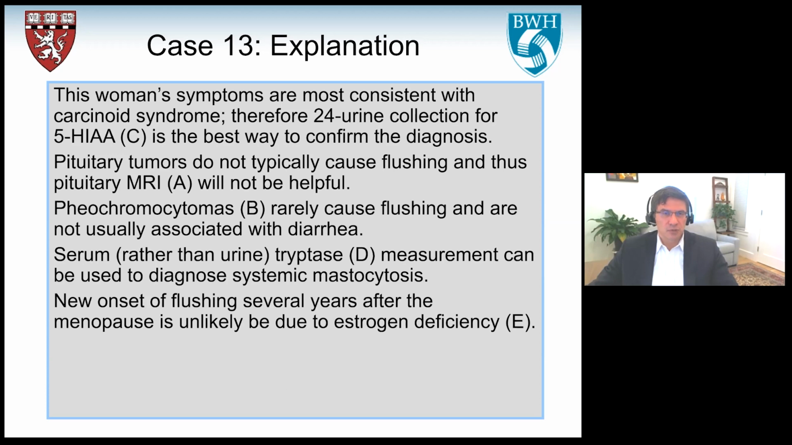Pituitary tumors do not typically cause flushing, and thus pituitary MRI will not be helpful. Pheochromocytomas rarely cause flushing and are not usually associated with diarrhea. Serum, rather than urine, tryptase measurements can be used to diagnose systemic mastocytosis. New onset of flushing several years after menopause is unlikely to be due to estrogen deficiency.